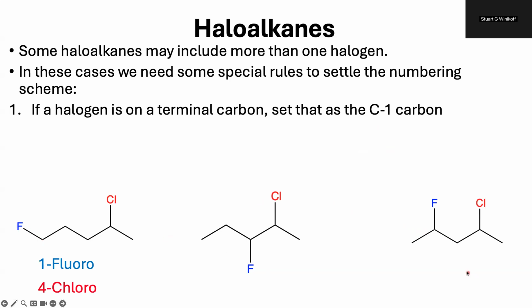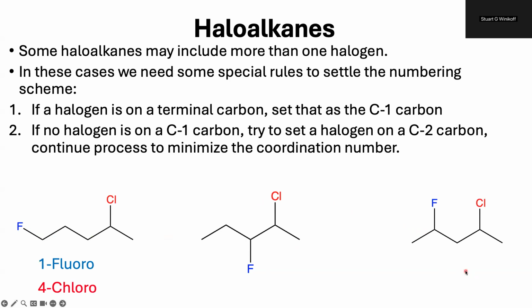However, for these other two cases, note we have no terminal halogens. So then I have to go in and identify if something is at the C2. If nothing's at the C2, I continue this process. Now, in both of these two remaining cases, I have something on the C2. So for this second case, I have a 2-chloro, 3-fluoro pentane.